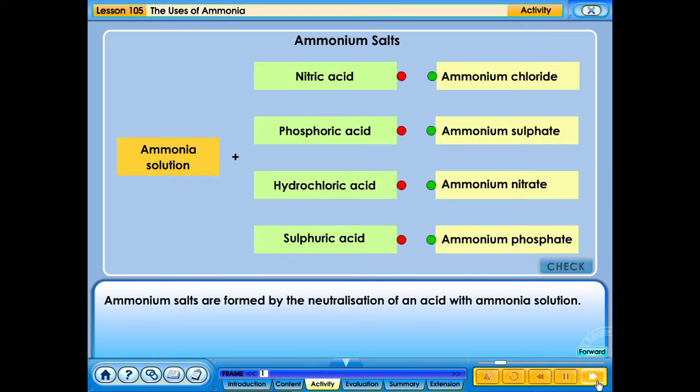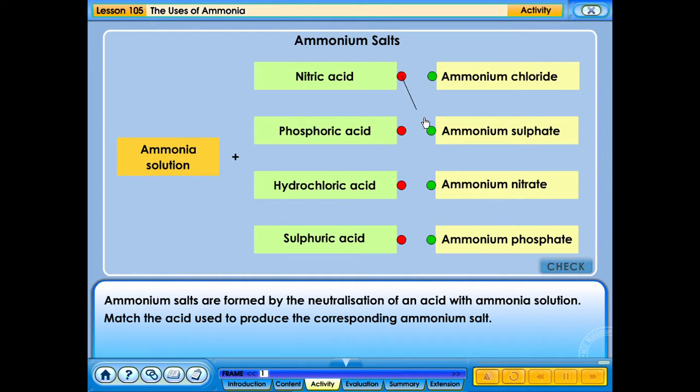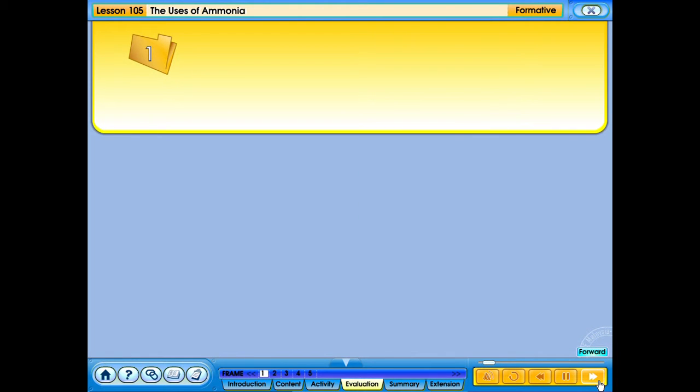Ammonium salts are formed by the neutralization of an acid with ammonia solution. Match the acid used to produce the corresponding ammonium salt. Your answer is correct. Click on the correct answer.